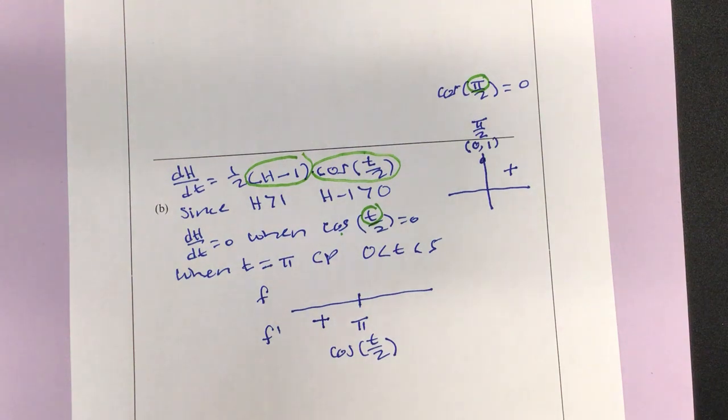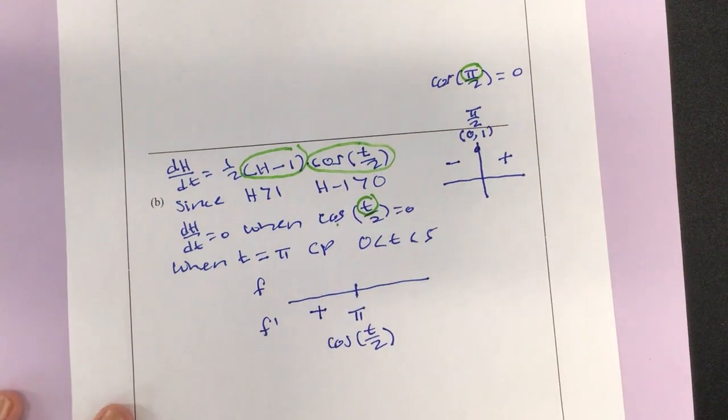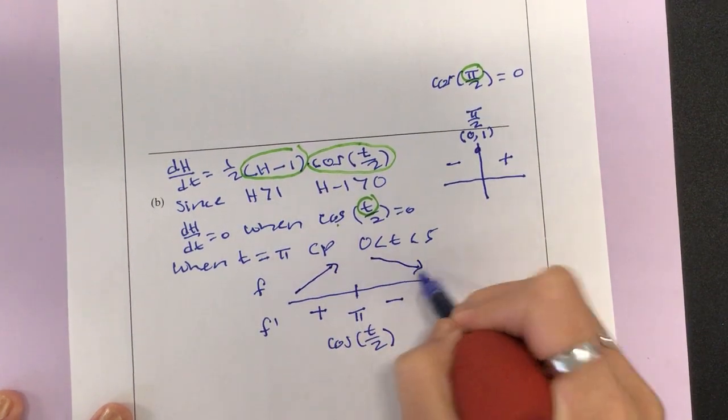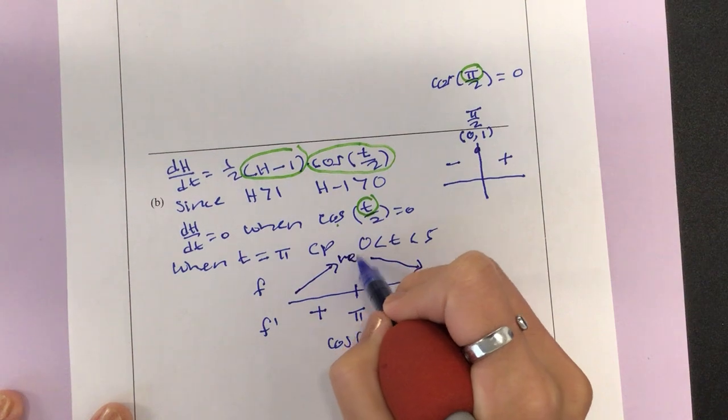And then after pi over 2, would you agree that's on the left side? So that's going to be negative. So my graph is physically going up and physically going down, meaning this is a relative what? Maximum.